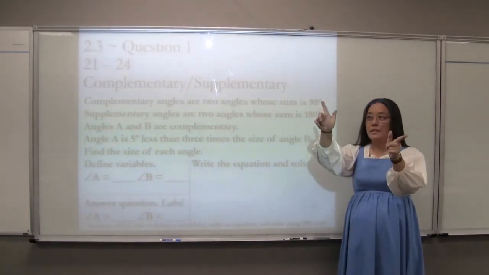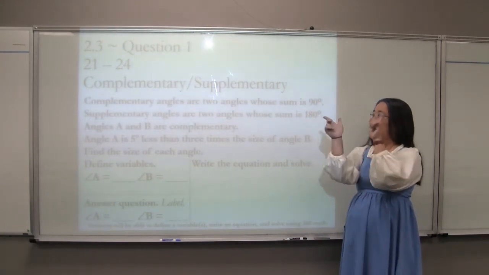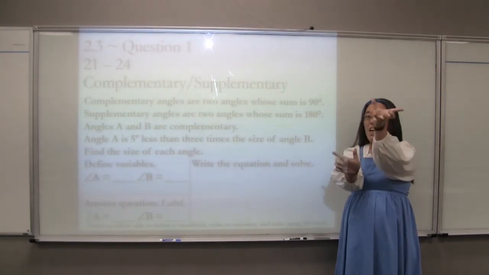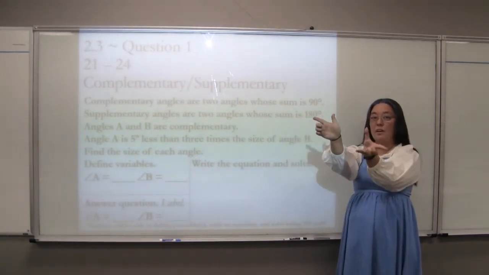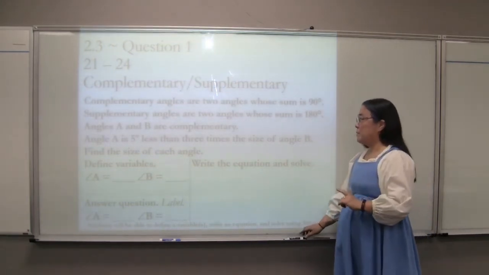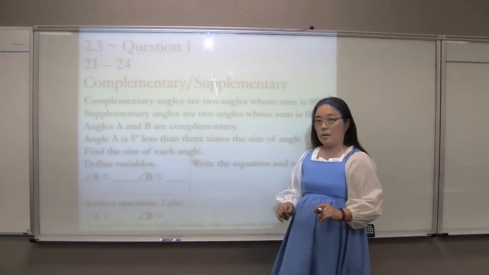Those two angles do not necessarily have to be next to each other, and they don't have to be equal to each other either. Supplementary angles are two angles whose sum is 180 degrees, and again, they don't have to be next to each other, they just have to add up to 180 degrees, and they do have to be only two angles. So I'm going to tell you that angles A and B are complementary.